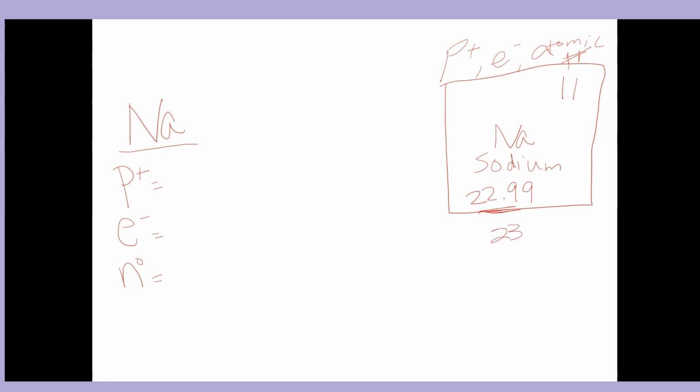So over here, my protons are going to be 11. My electrons are also 11. With my neutrons, I'm going to say 23 minus 11 to give me 12.